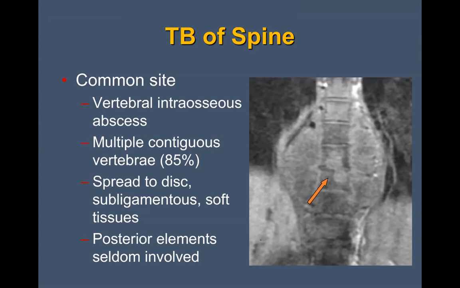Because this infection spreads both across the disc space, but it can also spread under the ligaments to give you these inflammatory masses. Usually we see the destruction in the vertebral bodies. You won't see it so much in the posterior elements of the spine. So if you see it in the posterior elements, you may be dealing with some other kind of entity.